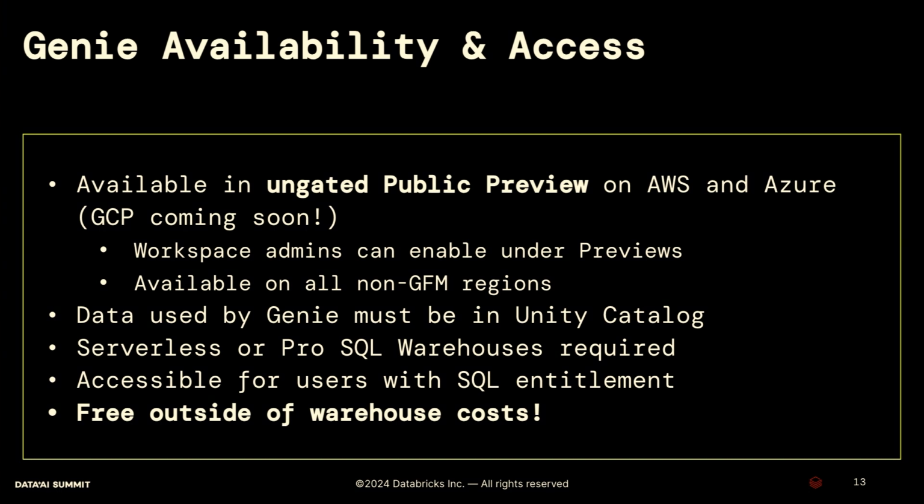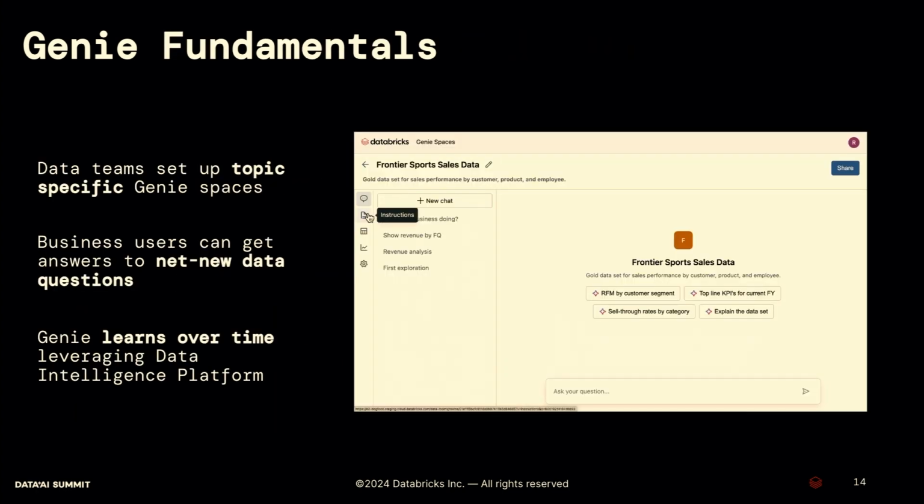Unity Catalog is also required for the underlying data, and serverless or Pro SQL warehouses are required to power your queries. We are also really excited to announce that this will be free outside of the warehouse cost accrued into GA. So you're not going to get charged for enabling Genie or setting up Genie experiences for your users.